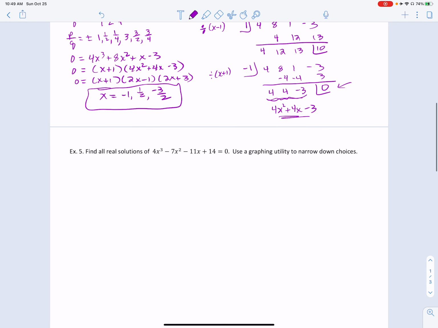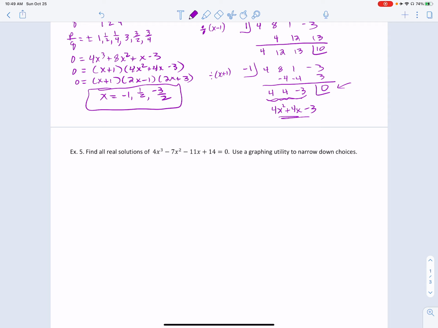So on example 5 here, if I have this equal to 0, notice we have integer coefficients. Find all real solutions. We're still talking about the rational roots, so in this section you need to show the possible factors of p over q, and p is 14, so it's 1, 2, 7, and 14 in the numerator.